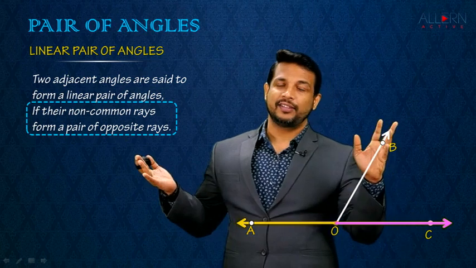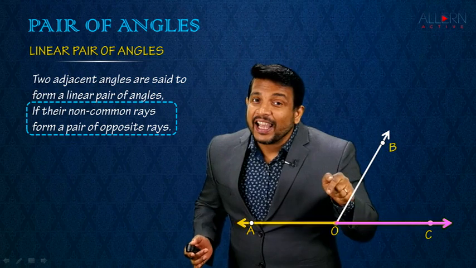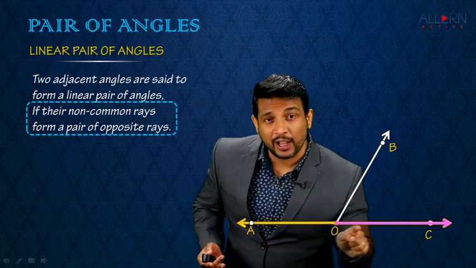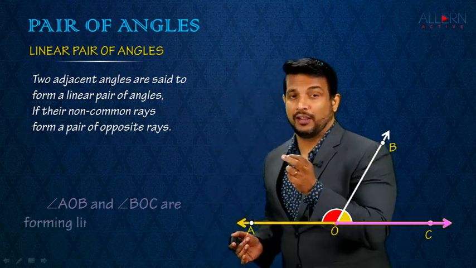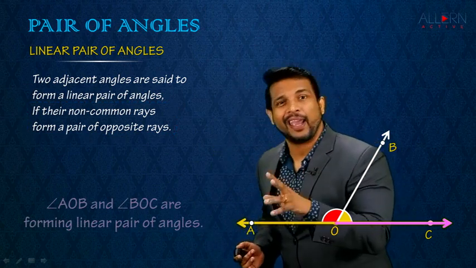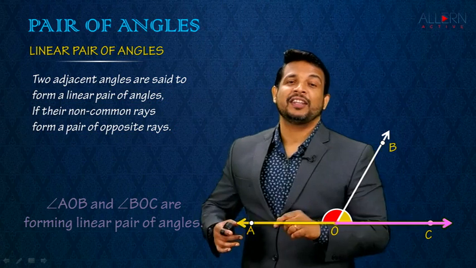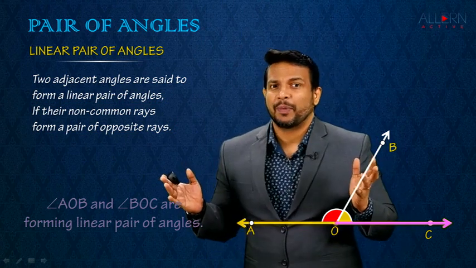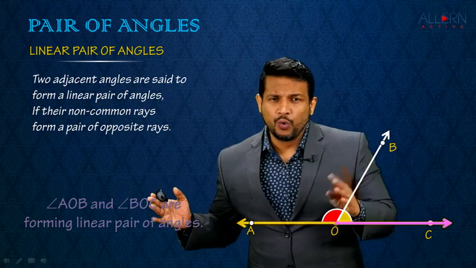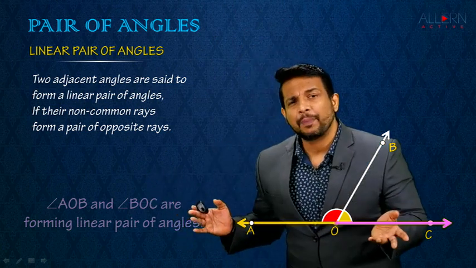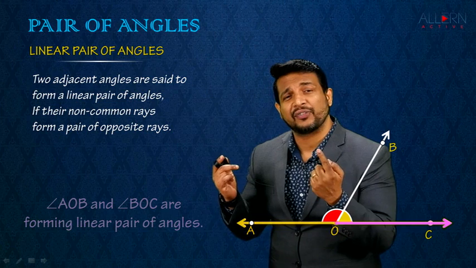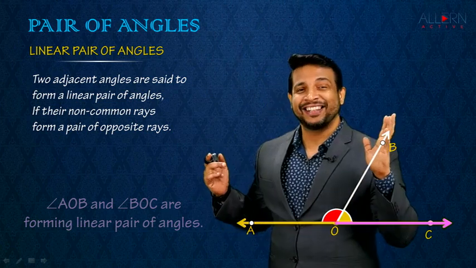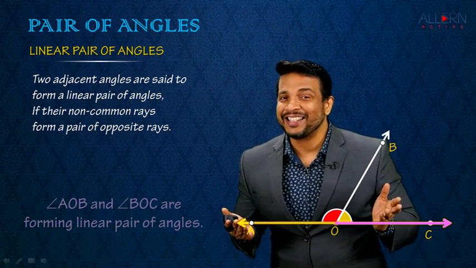You'll say yes. So then we can say yes, this pair of adjacent angles, angle AOB and angle BOC, is forming a linear pair. So angle AOB and angle BOC are forming a linear pair of angles, isn't it? So we understood what a linear pair of angles is. So simple. Two adjacent angles are said to form a linear pair. Only one condition it has to satisfy is that the non-common rays should be opposite rays. And that is what we saw. Was that easy? Very easy, right?